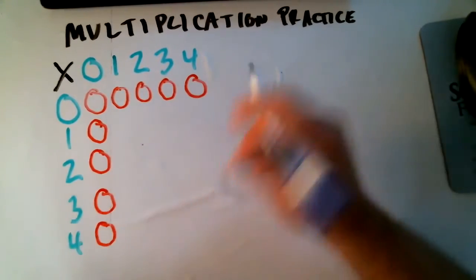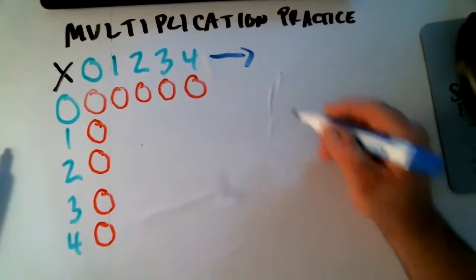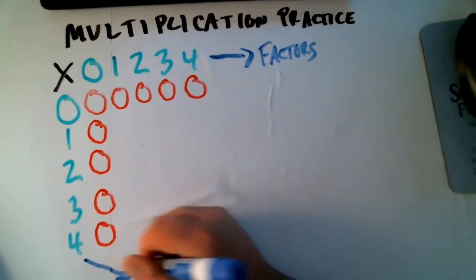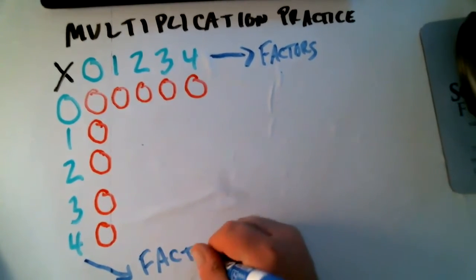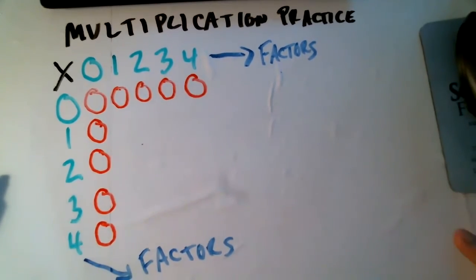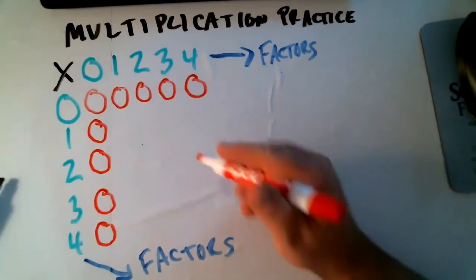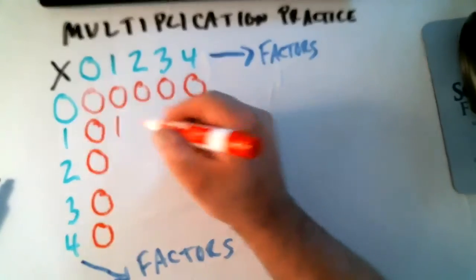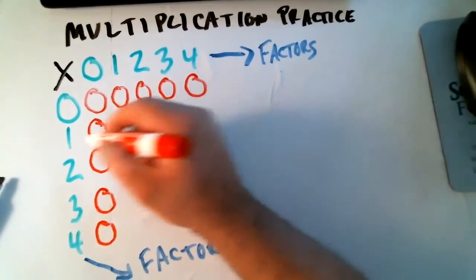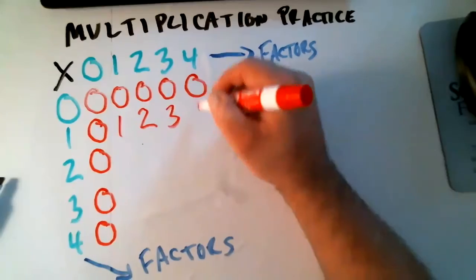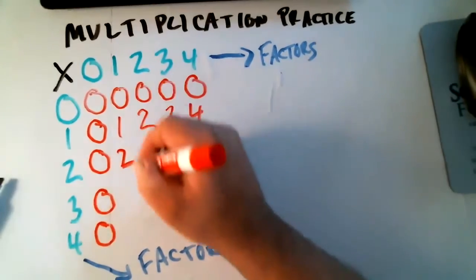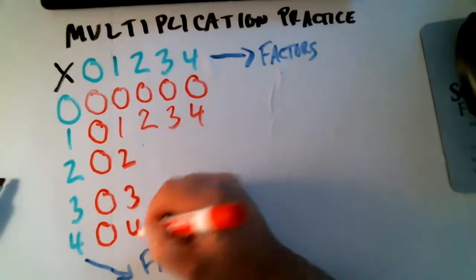So the numbers here in green, these are factors. The green are all factors. And then the red are the products. If we continue, we have 1 times 1, 1 times 2. Remember, anything times 1 is itself. So 1 times 3, 1 times 4. And then we go the same thing down. 1 times 2, 1 times 3, and 1 times 4.